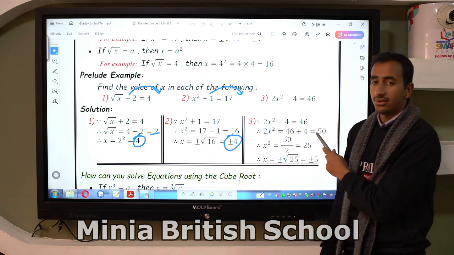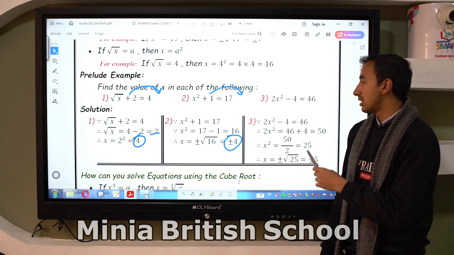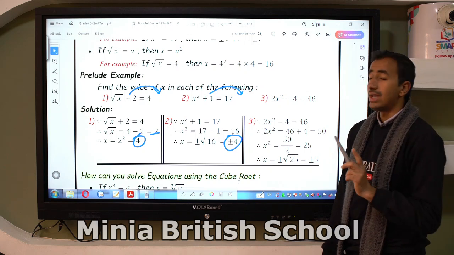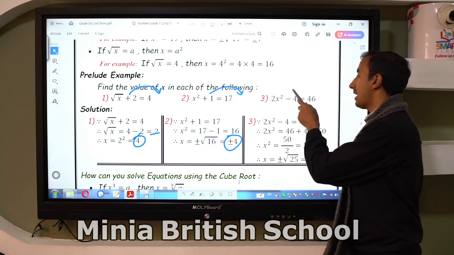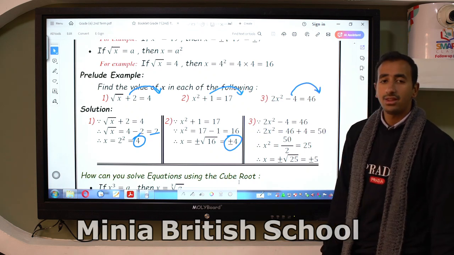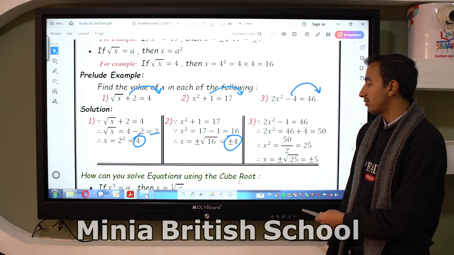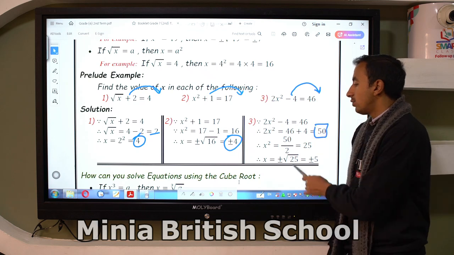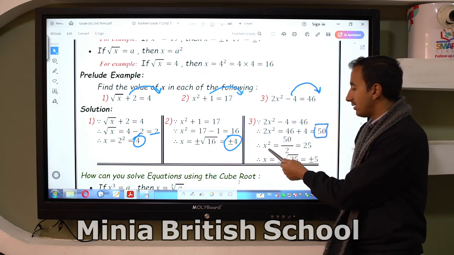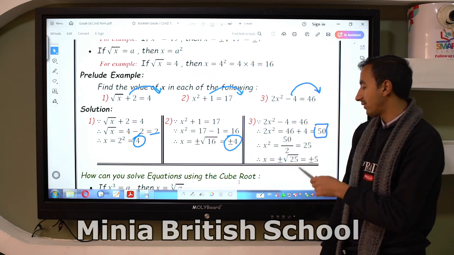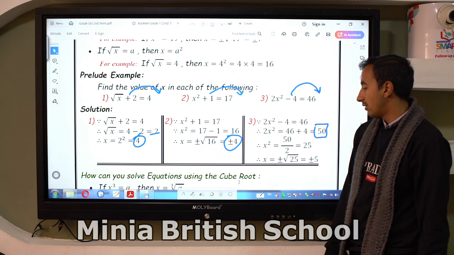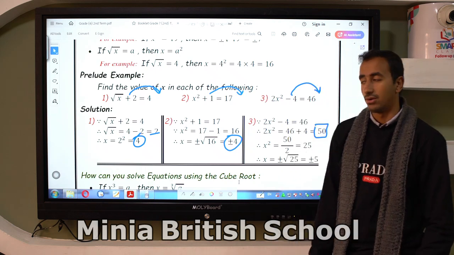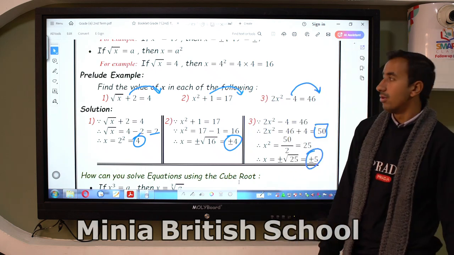Here we have another example: 2x power 2 minus 4 equals 46. I'm sorry, 2x power 2 minus 4 equals 46. You can move negative 4 to the other side by the inverse operation. So 2x power 2 equals 46 plus 4, which equals 50. 2x power 2 equals 50. So x power 2 equals 50 over 2, and 50 divided by 2 equals 25. x power 2 equals 25. So x equals positive or negative square root of 25, which equals positive or negative 5. The answer will be positive or negative 5.